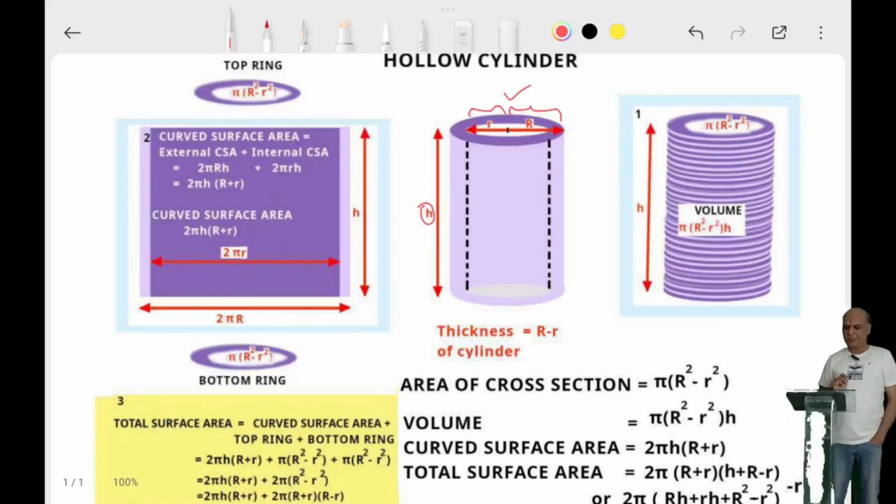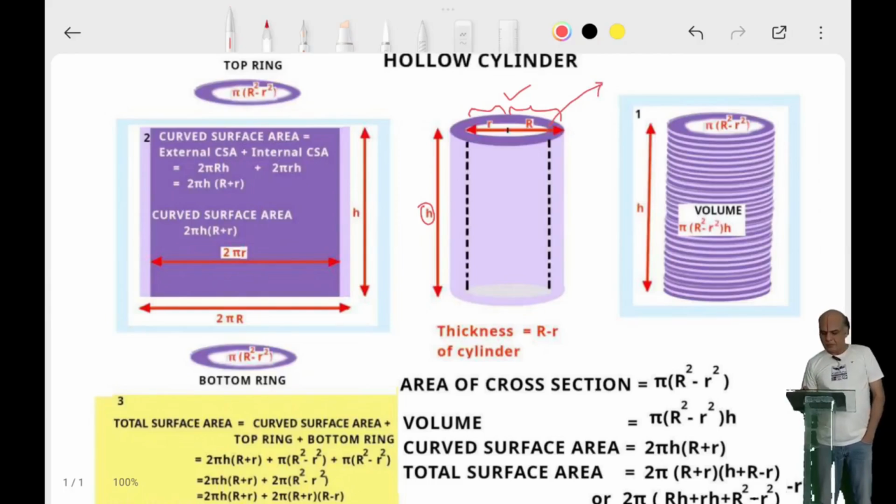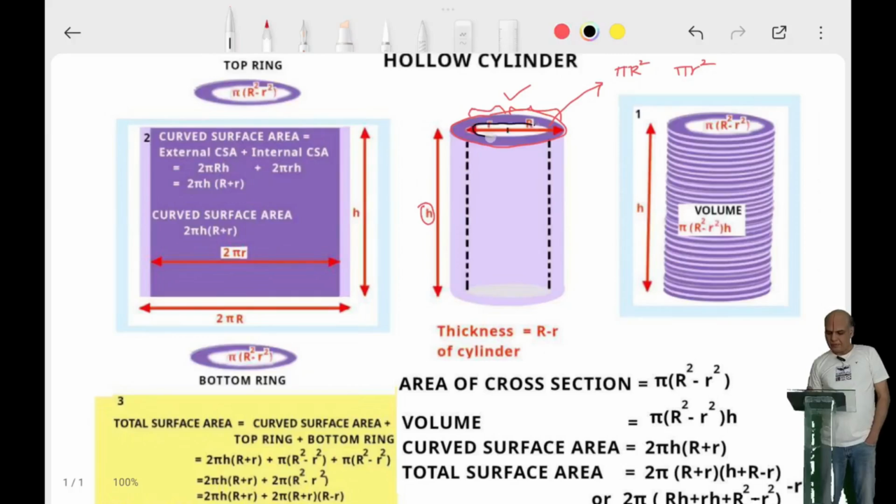Okay. So here, what would be the cross sectional area or the top ring area? Using the external radius, we get pi R square as the external circle area. The internal circle hollow area would be pi r square. So if I remove this white portion, that means when I subtract pi capital R square minus pi small r square, I get the area of the cross section of the top ring. Okay.